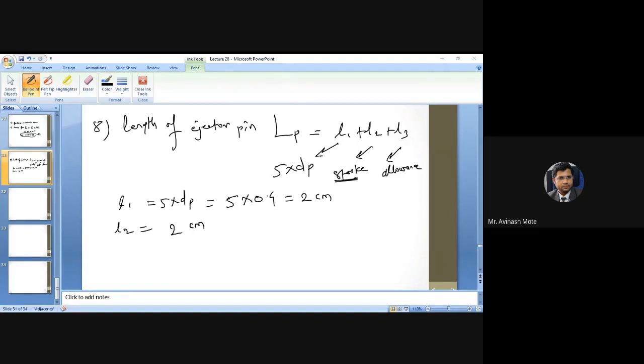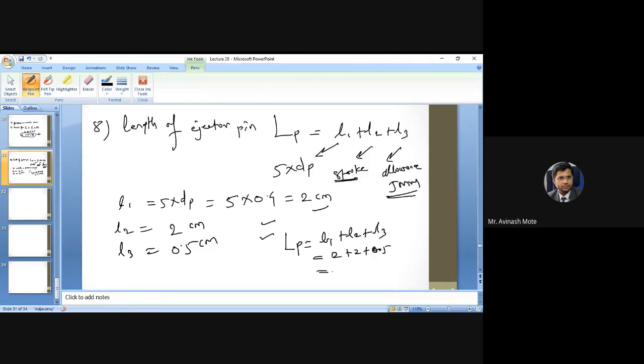Now L3 we have taken as allowance. This allowance was given as 5 millimeter, so it will be 0.5 centimeter. We got L1, L2, and L3. So LP is equal to L1 plus L2 plus L3. So it will be 2 plus 2 plus 0.5, around 4.5 centimeters. So LP will be 4.5 centimeters. This is the length of the ejector pin.